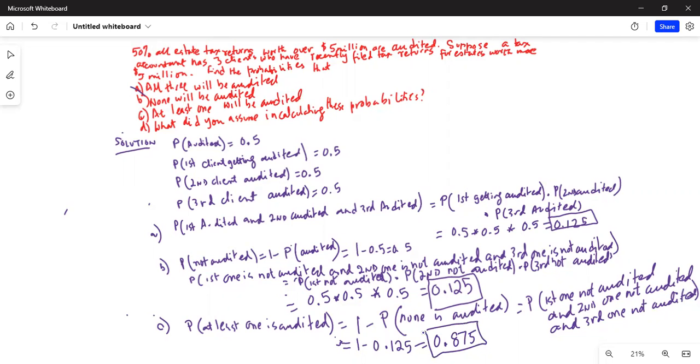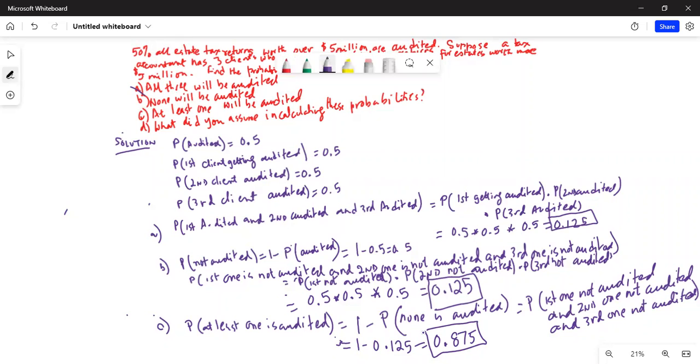We wanted to find the probability of at least one. That means one is the minimum number. It can be 1, it can be 2, and it can be 3. The complement of that event is 0. None of them is audited. So what is the probability of at least one audited? Use the law of probability of complement event, which is 1 minus the probability of the event, or equal to 1 minus 0.125, which is 0.875. Okay, so that's the answer for part C.